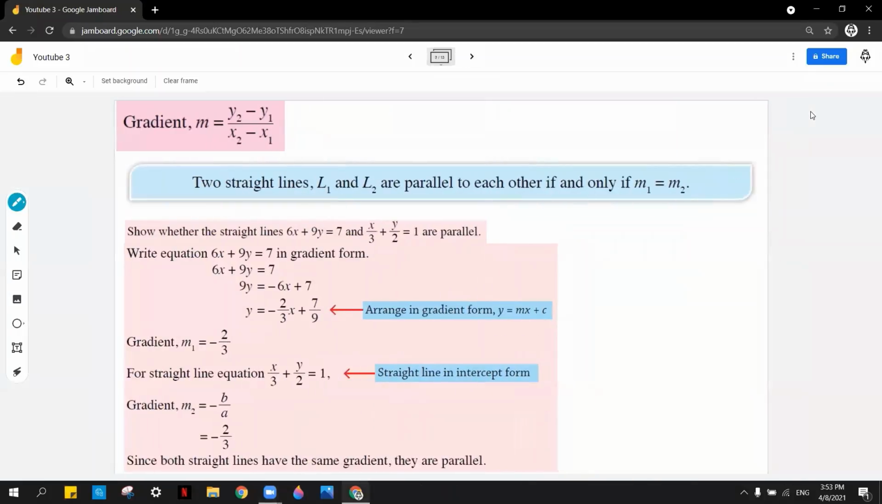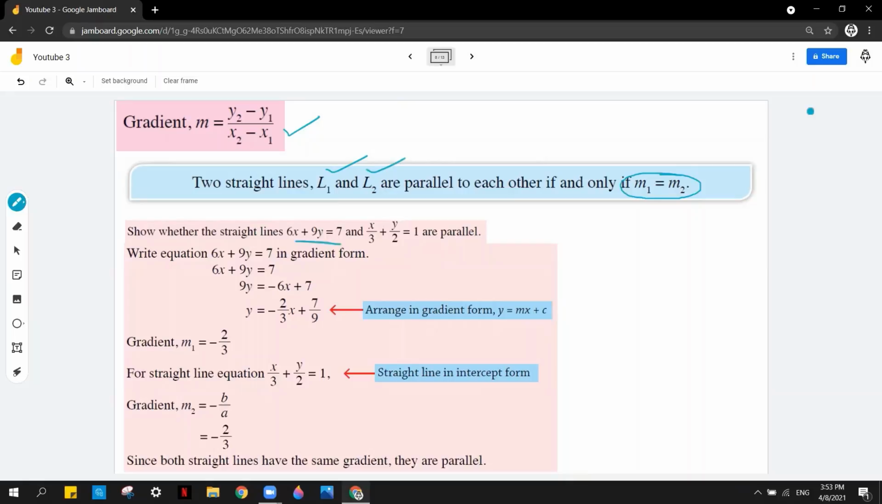So let's go. First thing, as we recap, gradient is found with y2 minus y1 over x2 minus x1, simple as that. Now, a parallel line has a special characteristic. When lines are parallel, the gradient is always the same. So line 1 and line 2 have gradients m1 and m2, and both of them are the same. This is a simple test of how it is calculated.